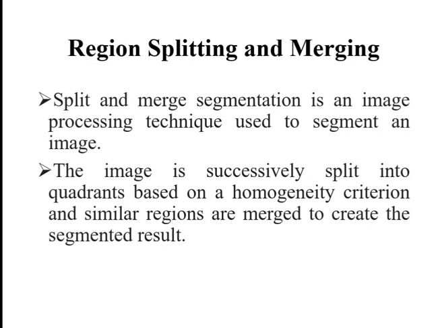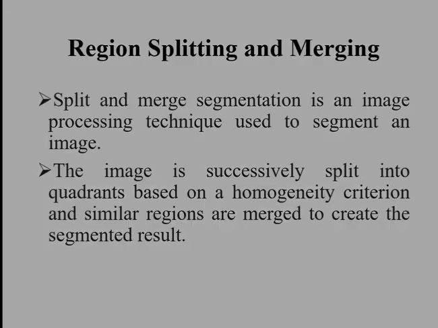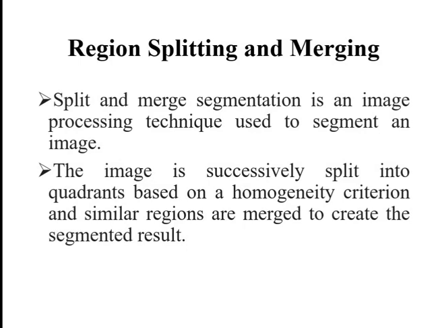Split and merge segmentation is an image processing technique used to segment an image. The image is successively split into quadrants based on a homogeneity criterion, and similar regions are merged to create the segmented regions. Let R represent the entire image region and select a predicate Q. One approach for segmenting R is to subdivide it successively into smaller and smaller quadrant regions so that for any region Ri, Q of Ri is equal to true. We start with the entire region.